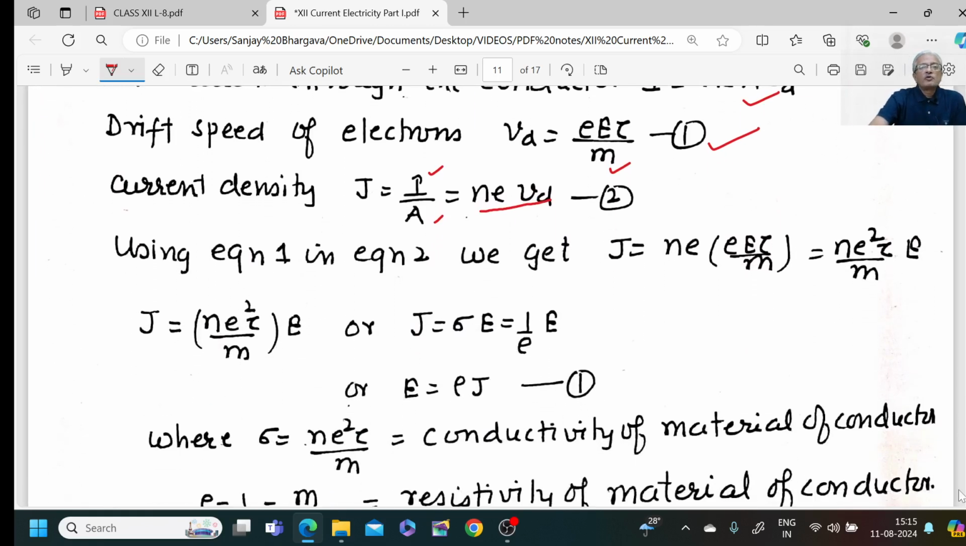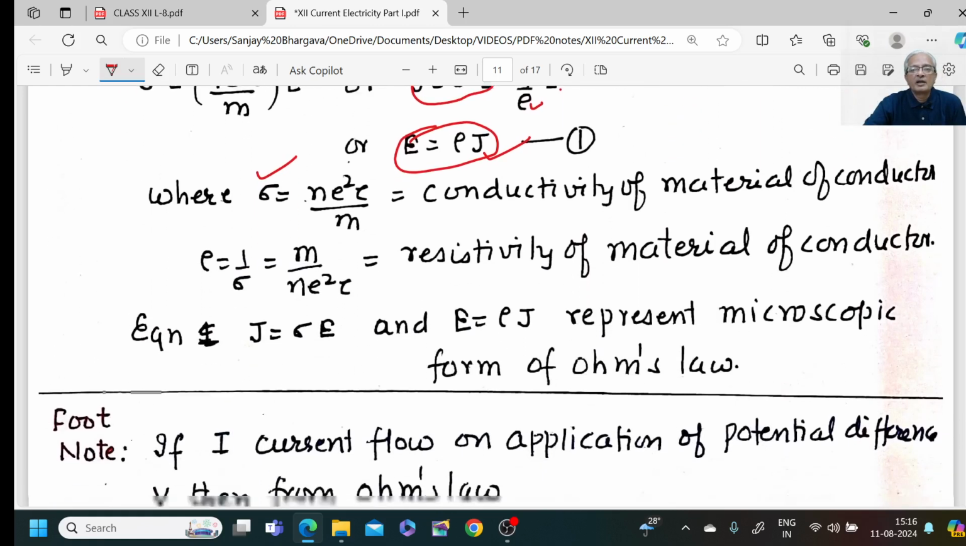Using 1 and 2, what do we find? J would be equal to N e times Vd, and Vd is e tau E upon m. So it gives me N e squared tau upon m, and here is the electric field. So J would be N e squared tau upon m into E, or J would be equal to sigma times E, or 1 upon the resistivity times E. E is equal to rho J. So we have the equation either J is equal to sigma times E or E is equal to rho times J, where sigma, which is N e squared tau upon m, is called the conductivity of the material of the conductor.